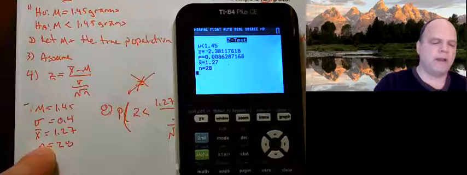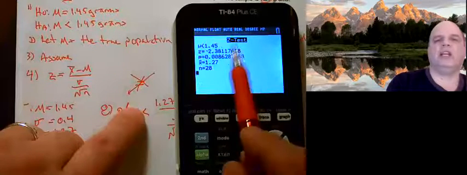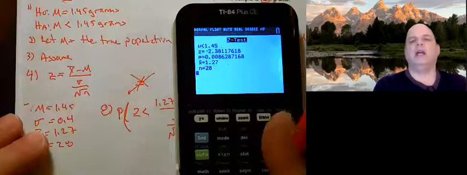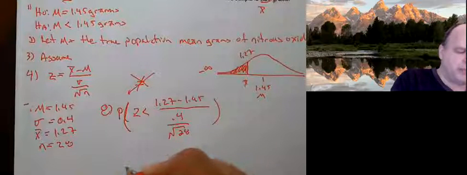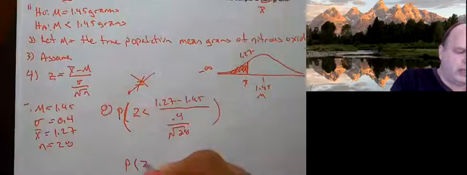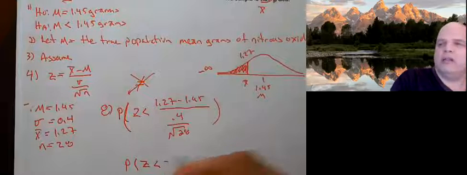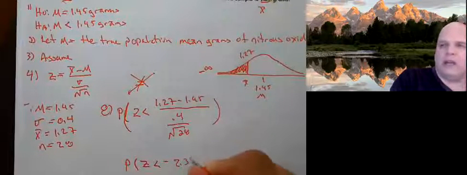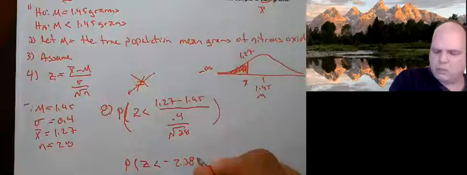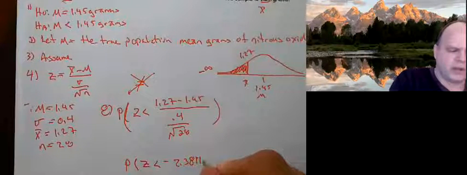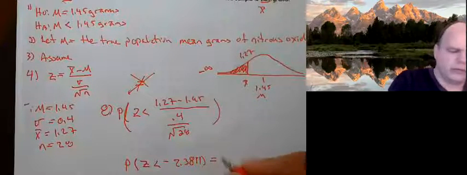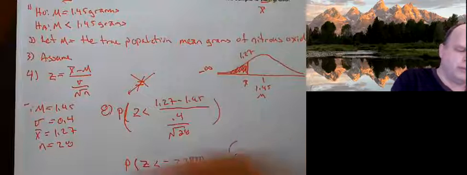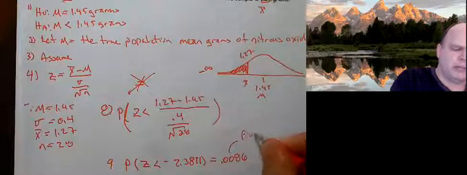When I do that, I end up getting a z equal to negative 2.381 and a probability of 0.0086. So the probability that z is less than negative 2.3811 equals 0.0086. This is number 9, and this is my p-value.